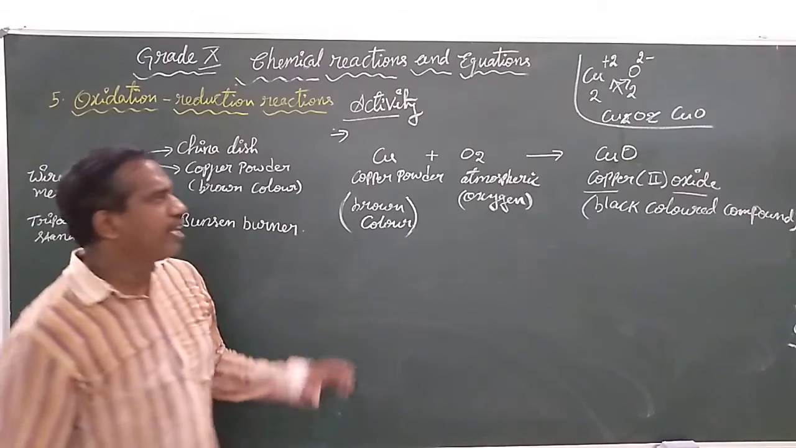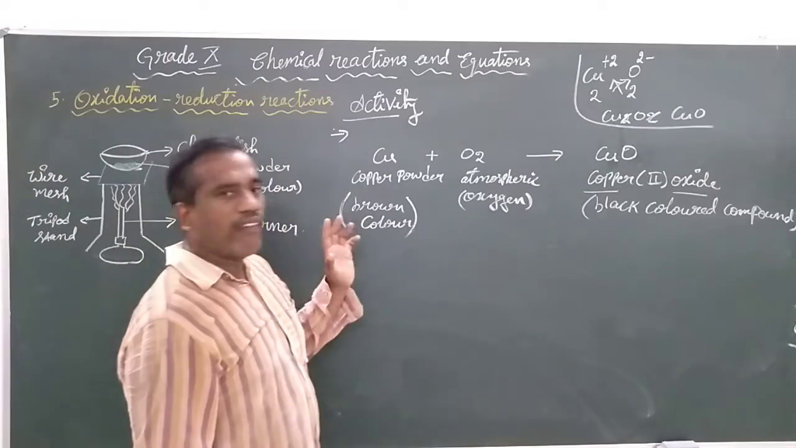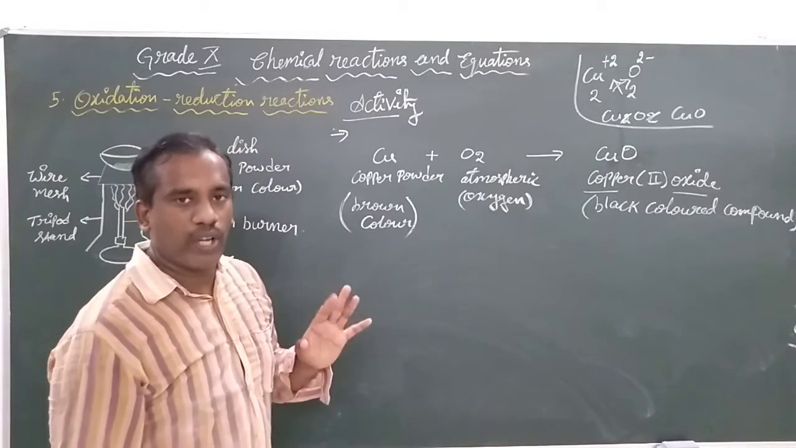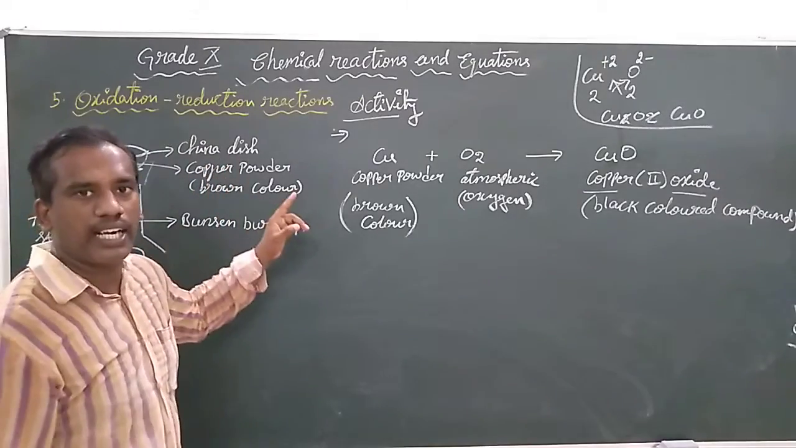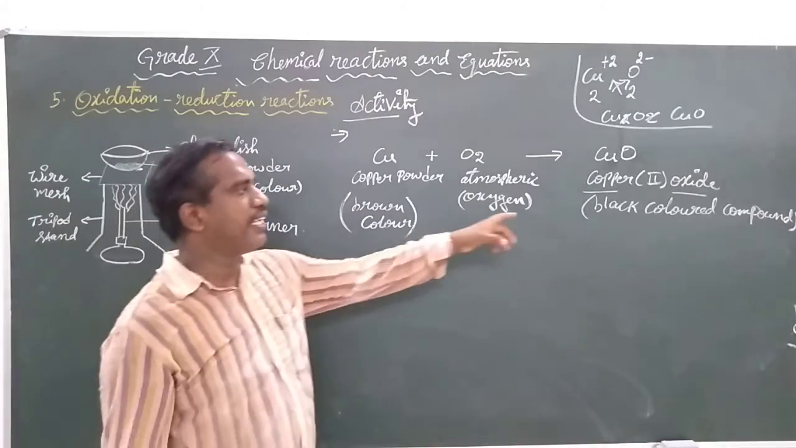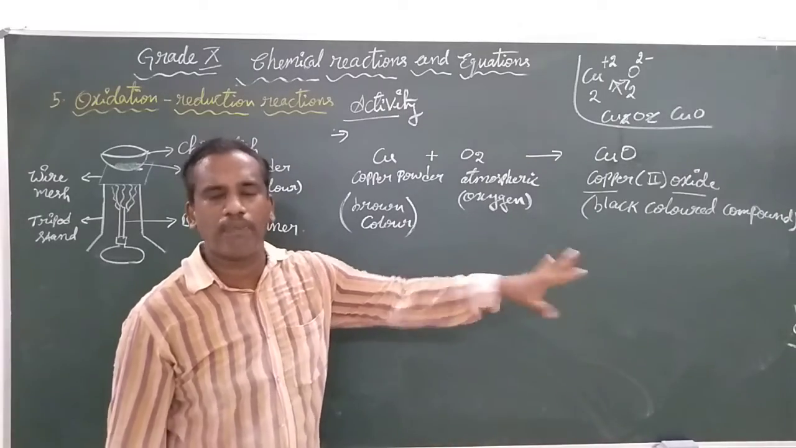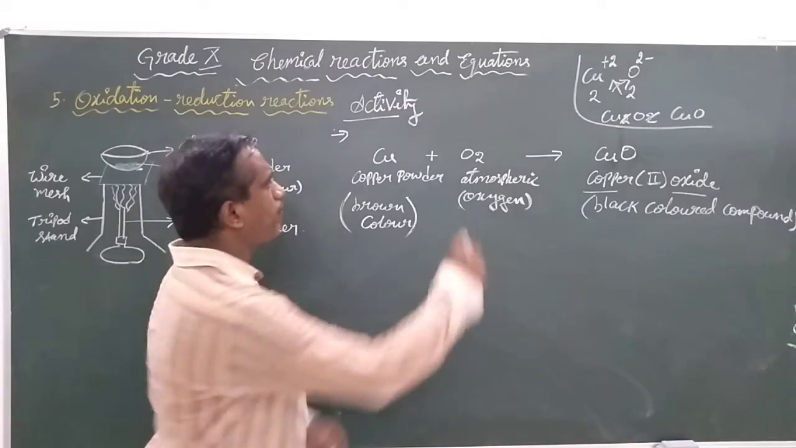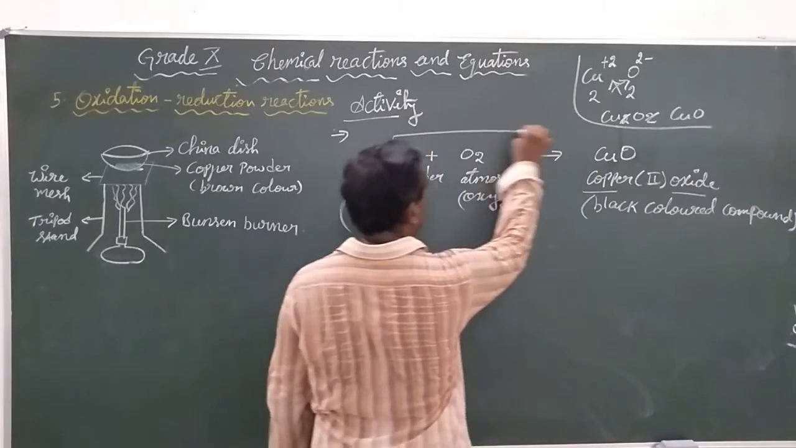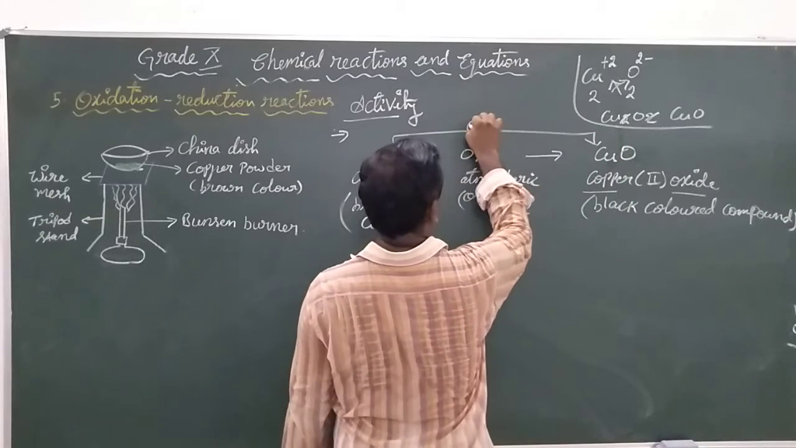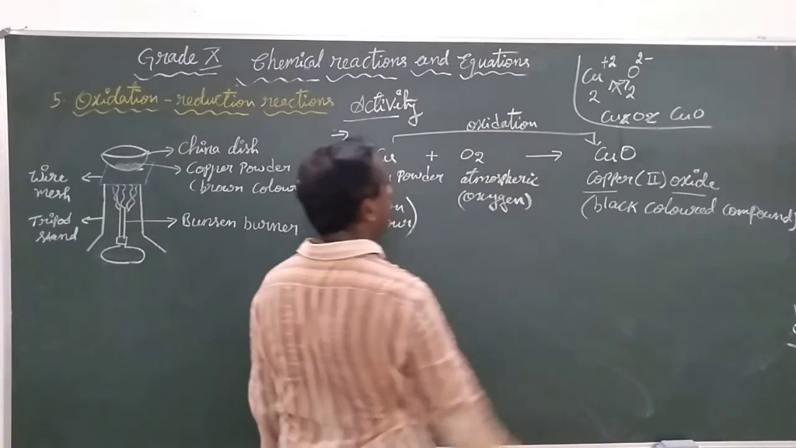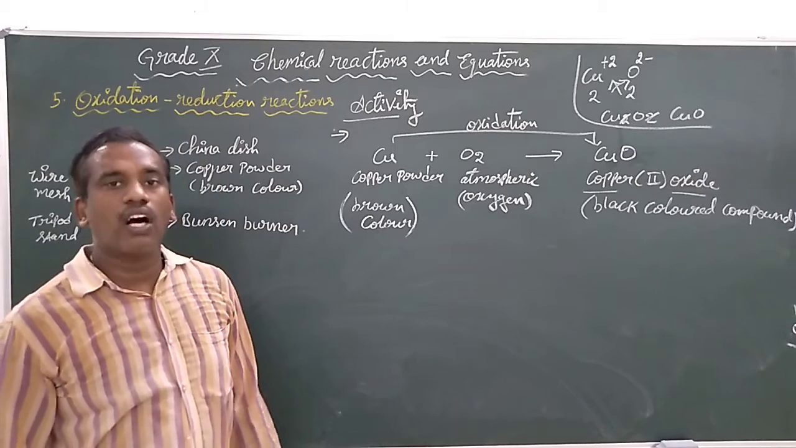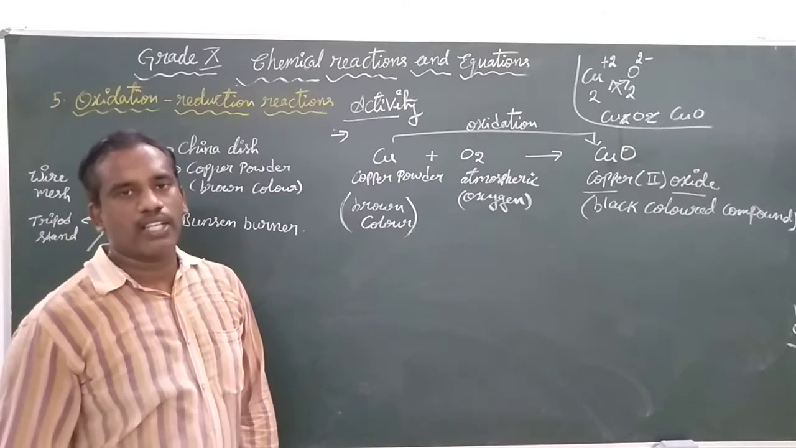Let us see now in our activity what we have taken. We have taken the copper powder in the china dish and after heating it developed a black colored compound. So this step we are calling the oxidation step, or the oxidation reaction step.